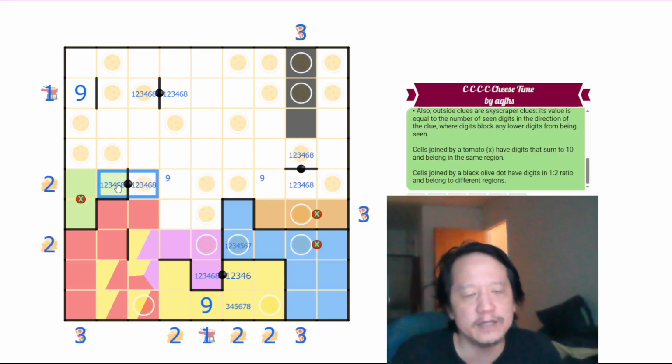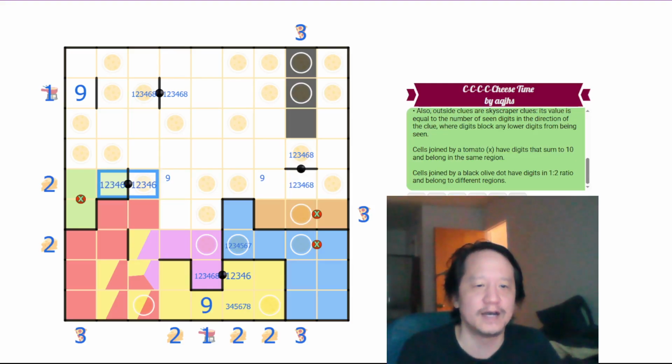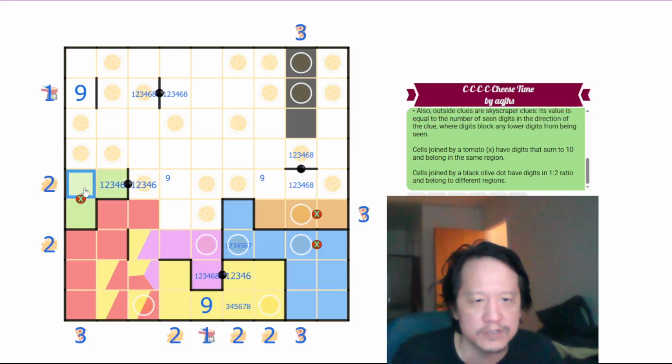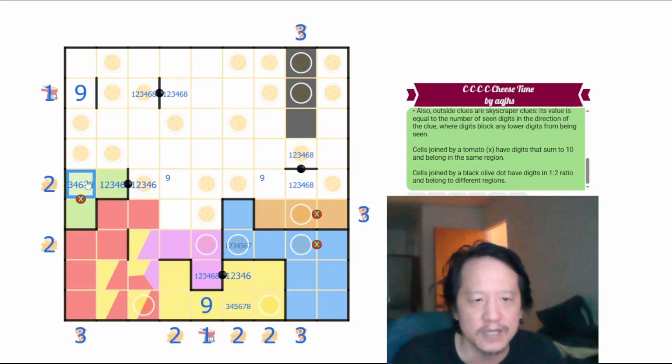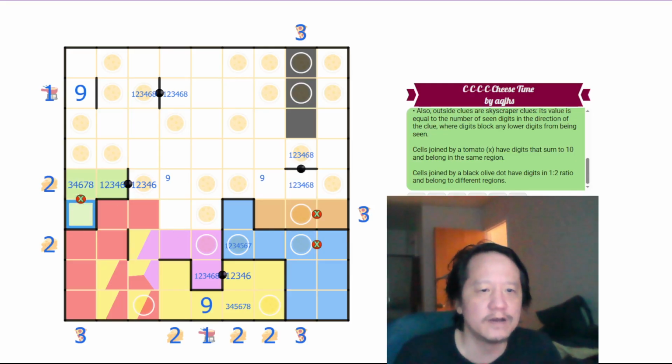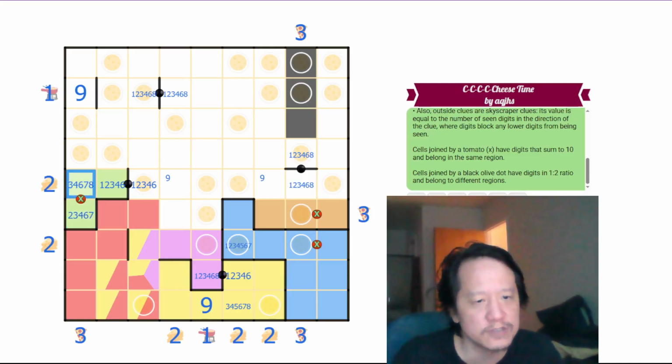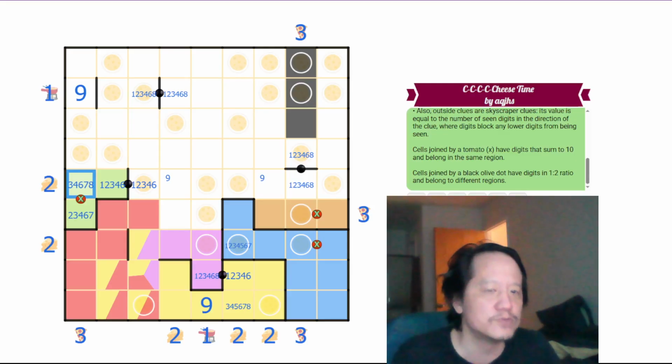If we had 8 here, that doesn't work because none of those are smaller than this digit. So this must be at least 3 up to 8. Cannot be 5 because these add up to 10. So we have 2, 3, 4, 6, or 7 adding up with 3, 4, 6, 7, 8 to add up to 10.